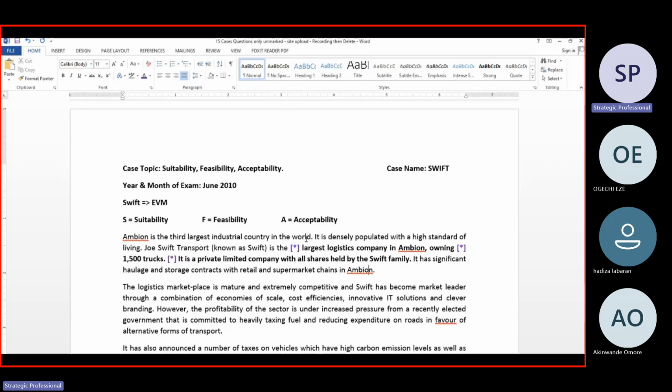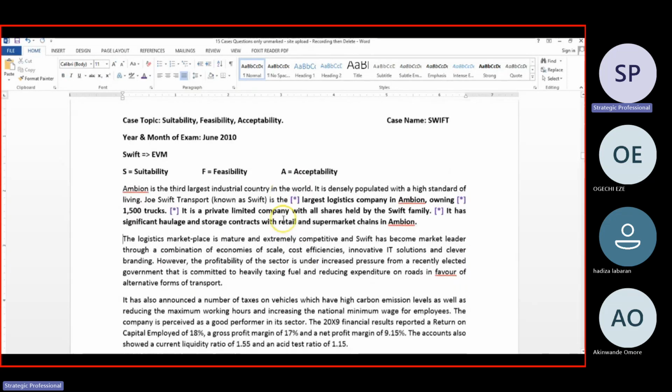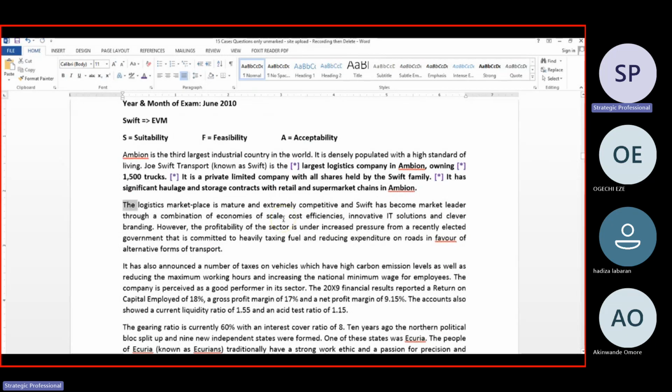So they have a large amount of contracts within the country. So in the country they are a predominant player and they have a lot of contracts also. The logistics marketplace is mature and extremely competitive. So that is another point. The marketplace is very mature and it's very competitive.